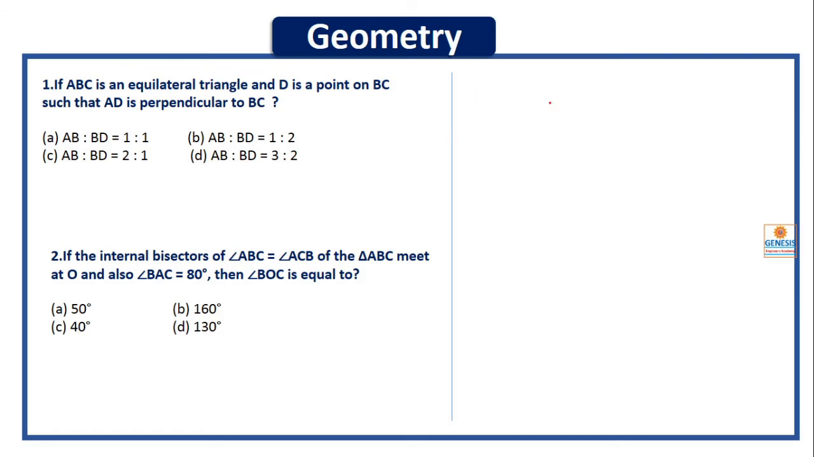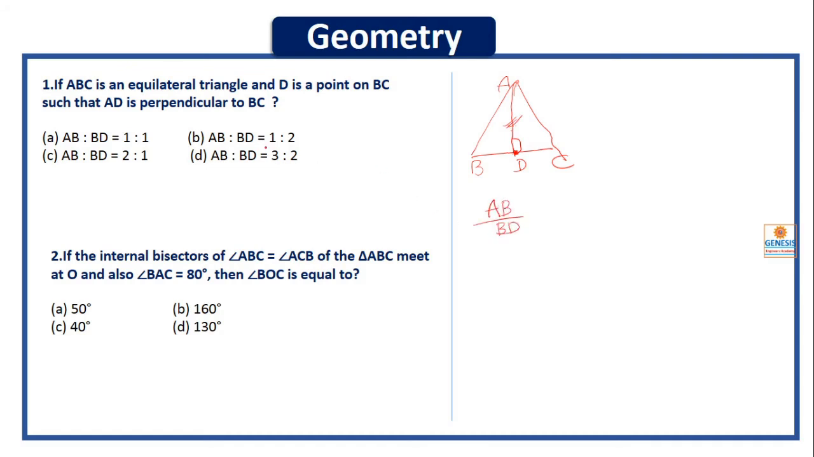Now, in an equilateral triangle ABC, D is a point on BC, and AD is perpendicular to BC. So what is it? It is a median, a perpendicular bisector, and an angle bisector. Then he is asking about AB by BD.